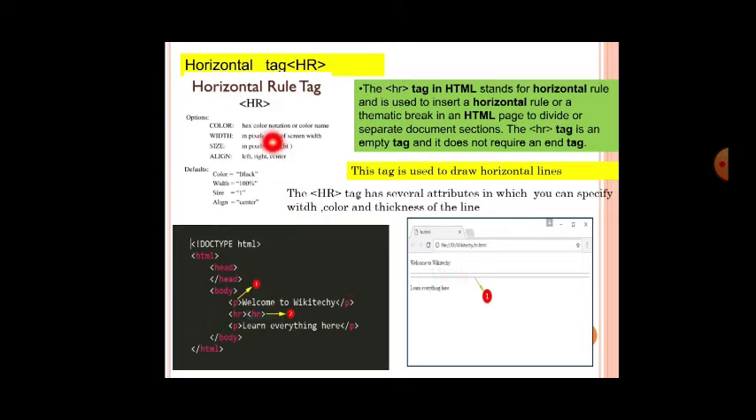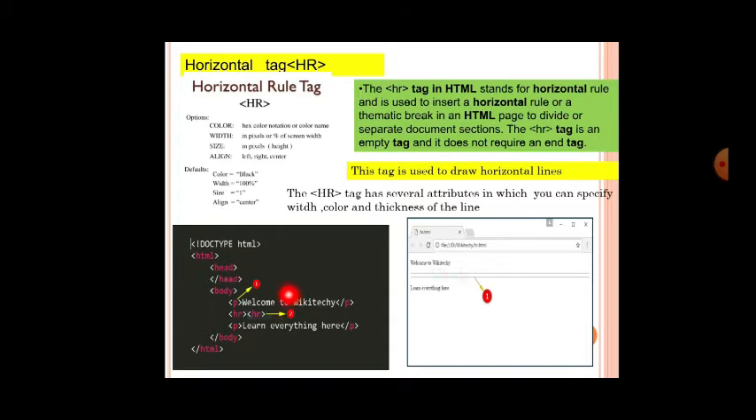So this HR tag is an empty tag which does not have any ending. If you specify HR, it just creates a line like this. So there are two lines you have created. You can just see the program as well as the output. At least try to do this program.